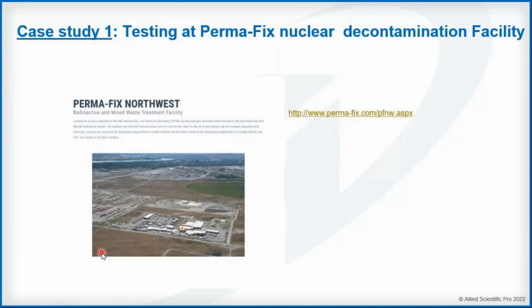So now we have time to look at the case studies. We already talked about the principles of laser cleaning and the system that we had. So now we can just look at the case studies. That's the interesting part. The first case study was done back in 2017, testing at the Perma-Fix Nuclear Decontamination Facility, which is in Richland, Washington, and they deal with intermediate and low-level radioactive contamination, and they clean them.